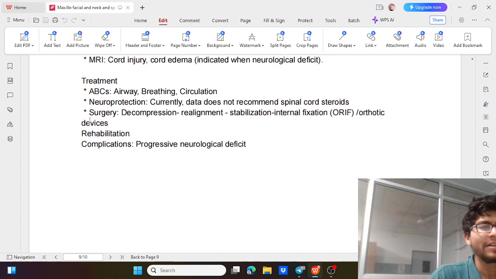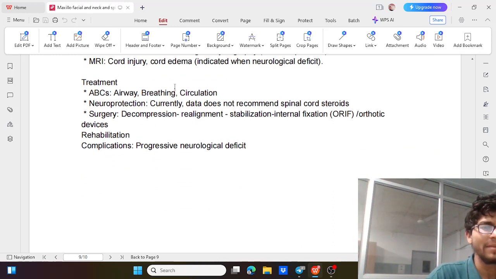Then coming to treatment, again we'll protect ABC, start the initial aspects. Then neuroprotection, which is generally not needed nowadays. Earlier we used to give steroids in case of these trauma patients of the spine and head injury, but now it is not recommended.